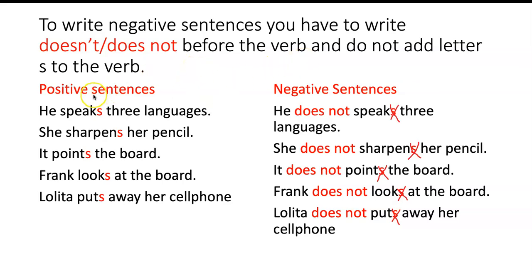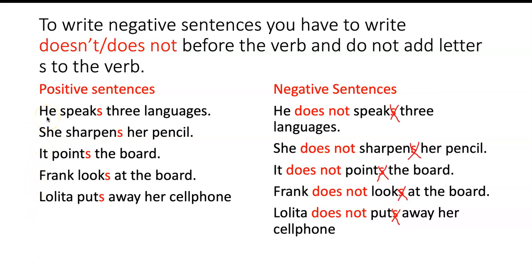So we are going to have here positive sentences. We have, he speaks 3 languages. Okay, here in negative sentences, we have, he does not speak 3 languages. So what do you notice here? In this case, we are writing sentences using he, she, and it, or names that represent these personal pronouns. Aquí estamos solamente con he, she, it, ¿ok? Or names, o nombres que representan a estos pronombres personales.